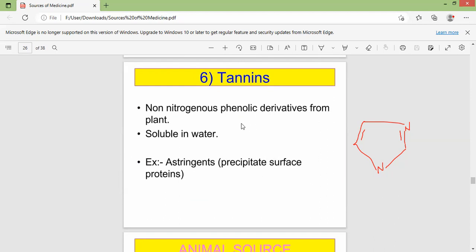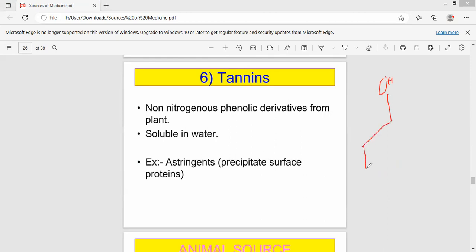Sometimes you can be confused between alkaloids and tannins, but alkaloids, we say, are nitrogenous heterocyclic compounds. Tannins are non-nitrogenous phenolic derivatives. We remember the structure of phenol. It was an OH attached to a benzene ring. So they are derivatives of phenol.